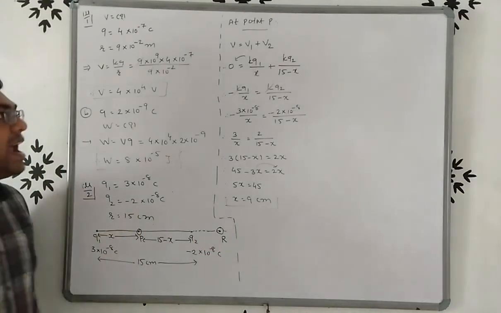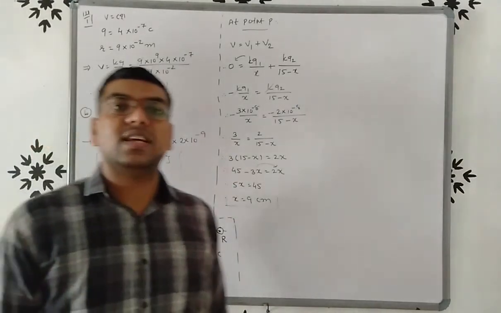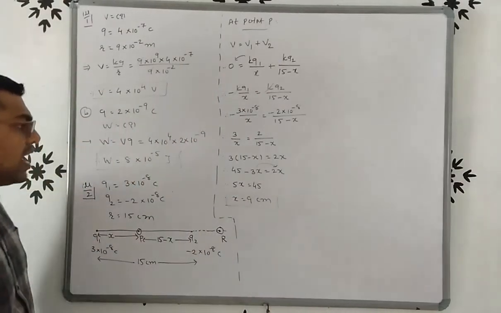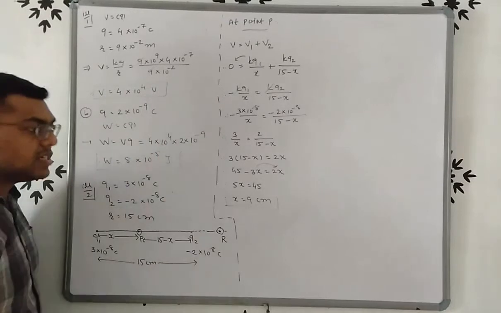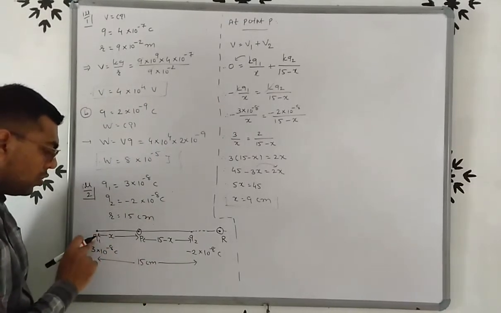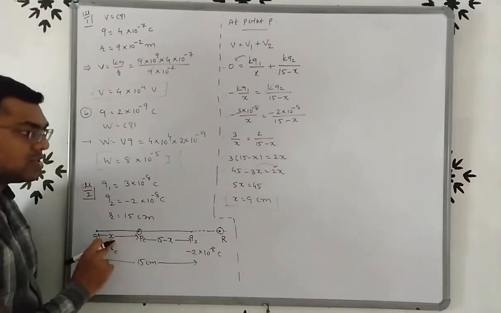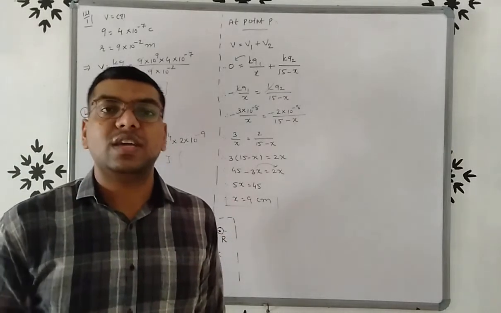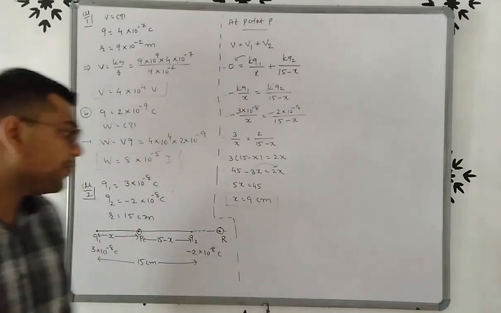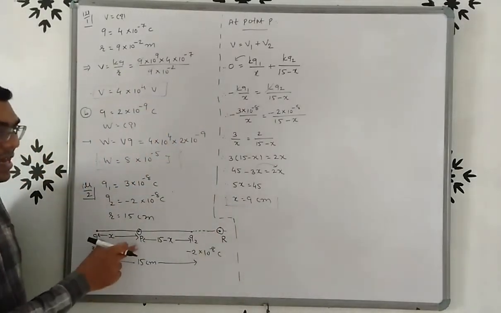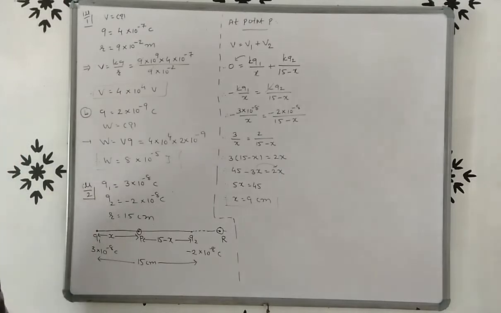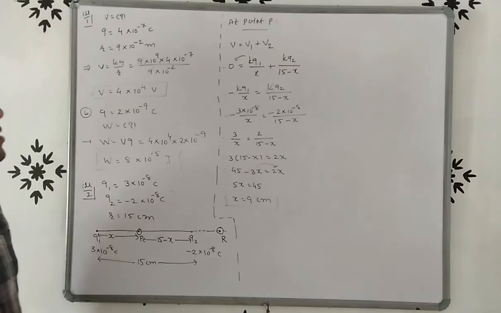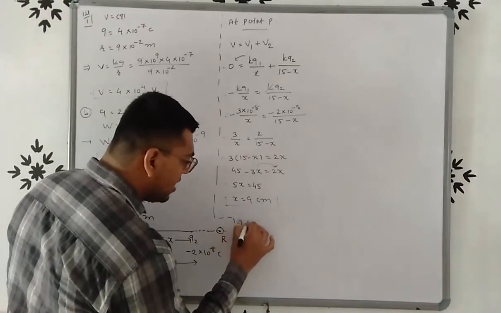So at point P, potential should be 0 and the distance from Q1 to point P is x. So we know that x is equal to 9 centimeter, right? So here the potential should be 0 at a 9 centimeter distance from Q1, right? So friends, this is the calculation at point P. Now at point R.